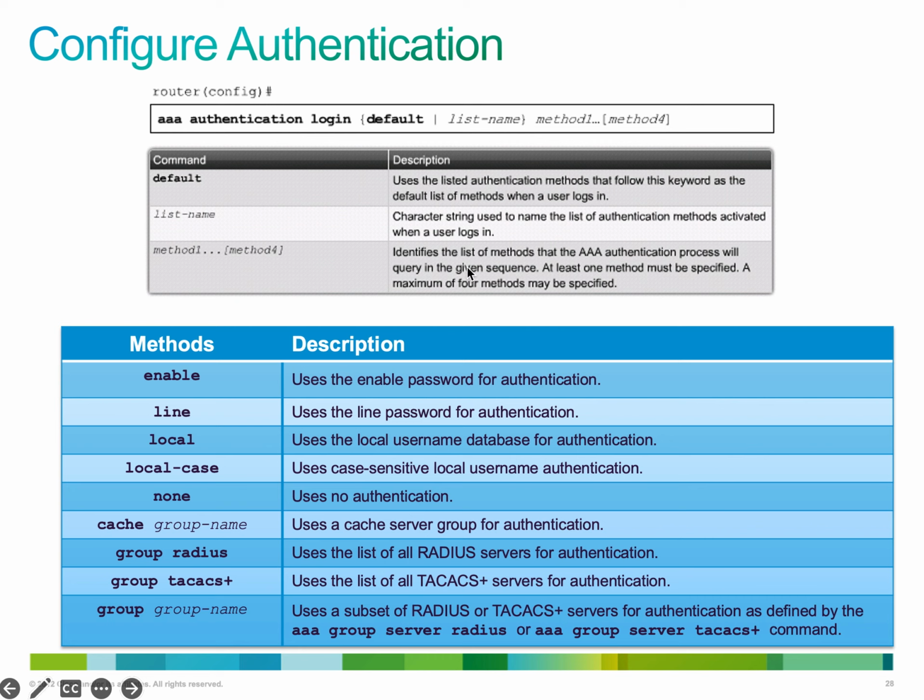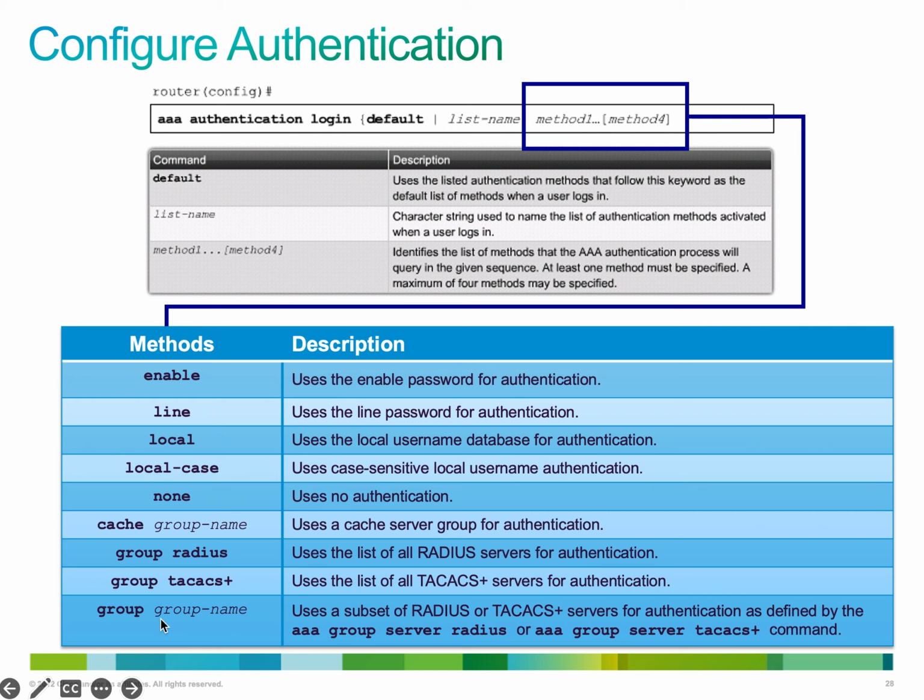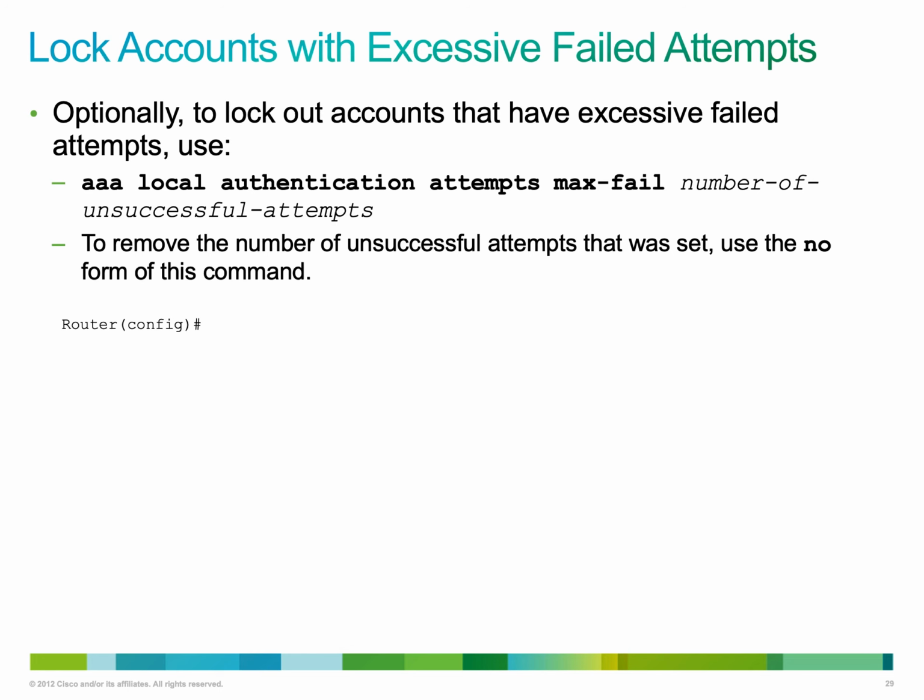So these are all you need to do. Now, these are the methods and their descriptions. Enable is a method, line is a method, local, local case, none, cache, group RADIUS, group TACACS plus, and so forth. Under method 1 to 4, you can see enable uses the enable password for authentication. Line uses the line password for authentication. Local uses the local username database for authentication. Local case uses the case sensitive local username for authentication, and so on and so forth. Okay, now let's move on.